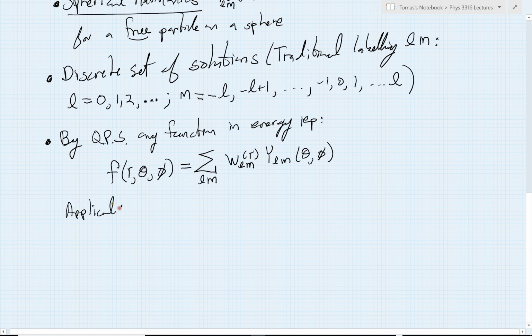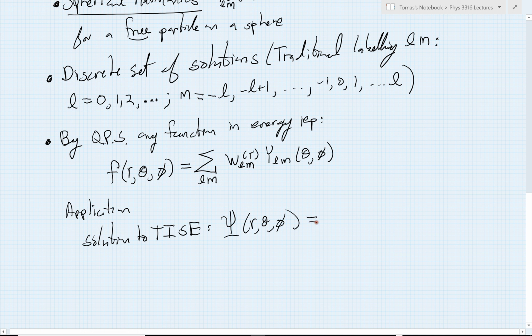So one application I can make of this is to say, okay, let's take a solution, any solution, to the time-independent Schrodinger equation. That would be some function psi of R, theta, and phi. And I can certainly expand it in an expansion in this form. As we've seen, any function could be expanded that way. And I could write this then as a sum over L, M, of some set of numbers that depend on R and the index L, M. And I'm going to very suggestively call that capital R sub L M, which will depend on R. This is just a different way of naming the weights from the quantum principle of superposition, times these Y L M functions of theta and phi.